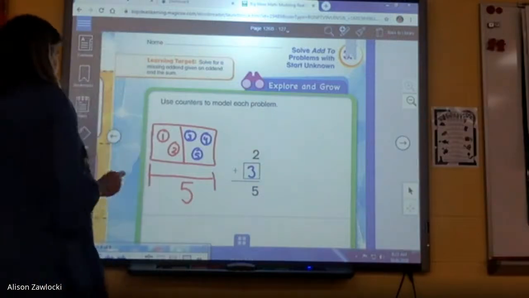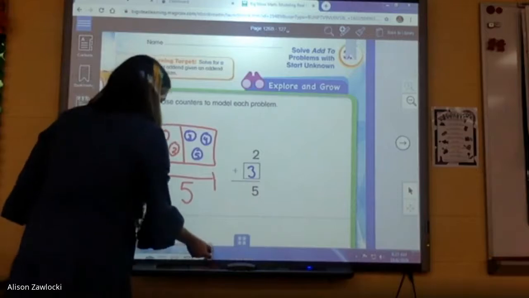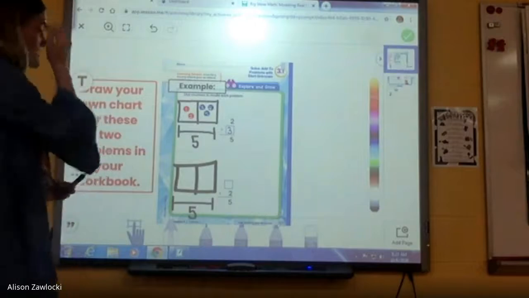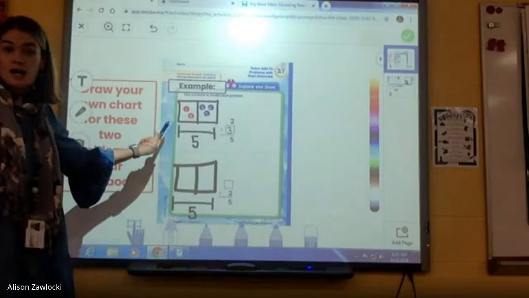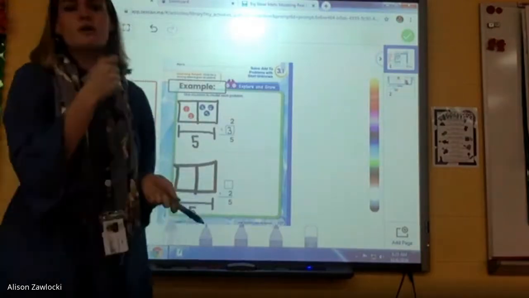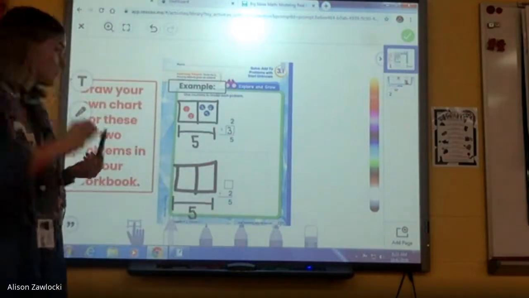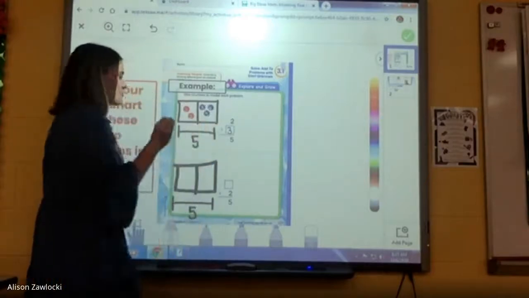You'll be doing this on your, whoops, I'm going to X out of my smartboard. You will be doing this in your Seesaw activity. You will use counters to model each problem. So you're going to draw a chart just like I did on your own paper with a pencil. You can use a crayon if you want to color in your counters or your dots, but make sure you write your number inside your counters to help you keep track of them.